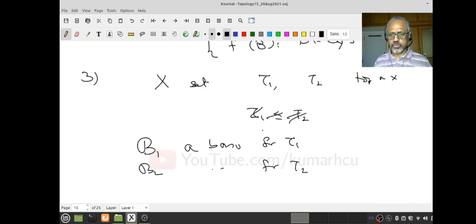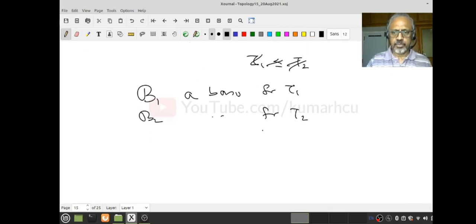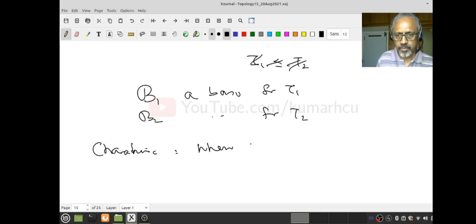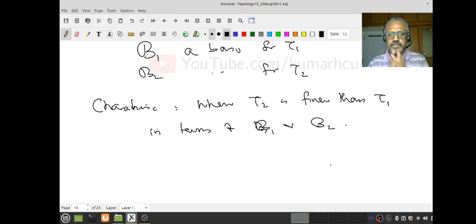So let us go slow. X is a set, tau 1 and tau 2 are topologies on X, and B1 is a basis for tau 1, B2 is a basis for tau 2. Then what I want to do is characterize when tau 2 is finer than tau 1 in terms of the bases, in terms of B1 and B2. Is the question clear?